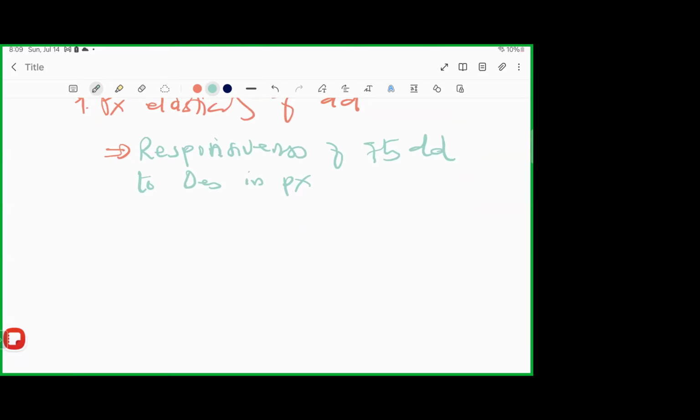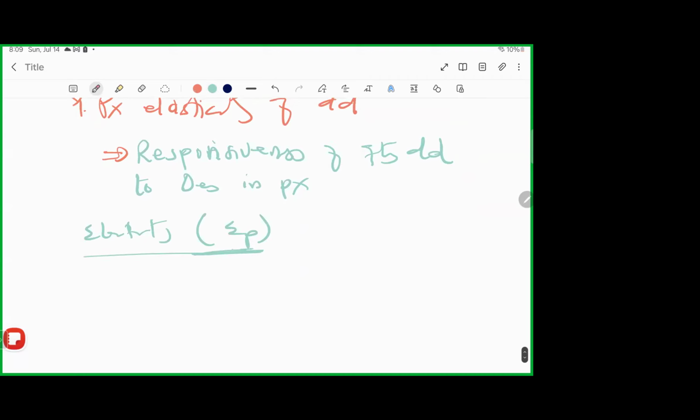So we can write price elasticity as this. When I write this, it means this is price elasticity of demand. So how do we estimate this?